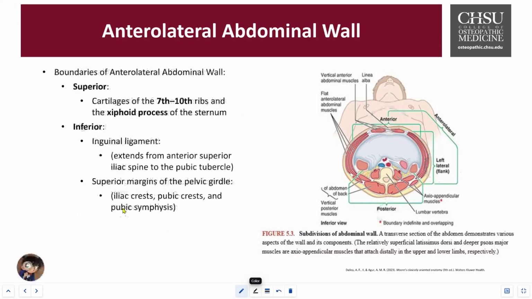The anterolateral abdominal wall is defined by distinct anatomical borders that provide structural support. Superiorly, it's bordered by the cartilages of the 7th to 10th ribs and the xiphoid process of the sternum. This forms the uppermost limit of the abdominal cavity. Inferiorly, it extends down towards the inguinal ligament, which stretches from the ASIS, the anterior superior iliac spine, to the pubic tubercle. This marks the transition between the abdomen and the lower limb. Additionally, the superior margins of the pelvic girdle include regions of the iliac crest and pubic symphysis. They all contribute to the lower boundaries that provide stability as well as attachment points for the abdominal muscles.